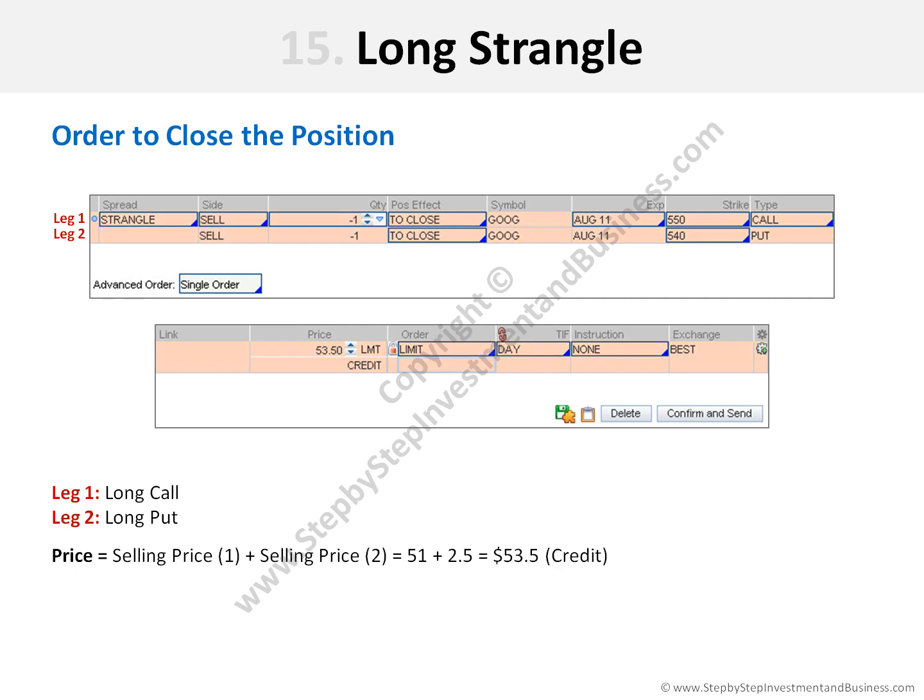On the other hand, here is an example of the order we must enter to close the position. It is an order with two legs. Leg number 1 consists of selling the call we had bought. Leg number 2 consists of selling the put we had bought. The entered price is given by the sum of the selling prices of the call and the put. In this case, 51 plus 2.5, which is equal to $53.5. This is the money, expressed per share, that will be credited to our account when the order is filled.